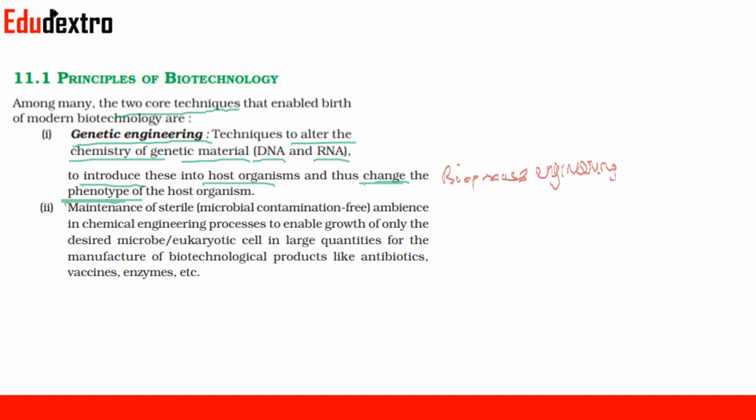Now the second process, that is bioprocess engineering. It is basically an engineering wherein we maintain a sterile ambience. Now sterile ambience means an environment wherein there should not be any microbial contamination. Now over here, contamination means if you want to grow E. coli for example, you should not have any other microbe growing in that environment, and that is accomplished using bioprocess engineering.